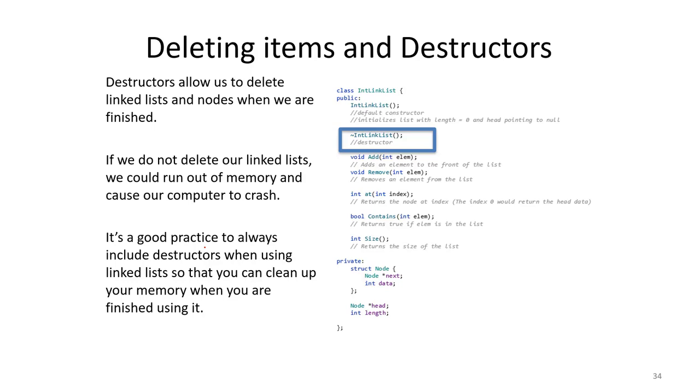Remember, if we don't clean up after ourselves, if we don't delete our dynamic memory, we could run out of memory and cause our computer to crash. So when working with linked lists and objects that contain dynamic memory, it's a good idea to always include a destructor so that you can clean up your memory when you're finished using it. So it's very important. You'll often see this in our examples and assignments. If we have an object and a class that uses dynamic memory, it's a good idea to declare that destructor.